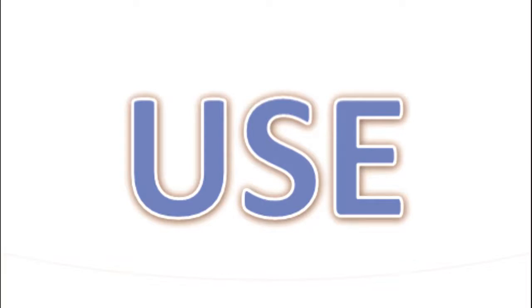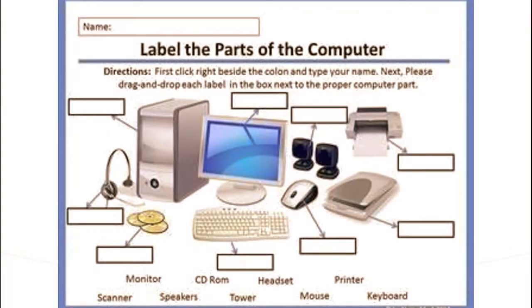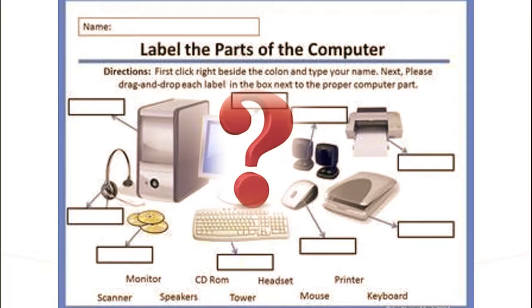So let's say, for example, at the knowledge level, your teacher would ask you to label or identify the names of the parts of a computer. And then in the next one, he or she would ask you to explain the uses of these different components of a computer. So those first two questions would only test your knowledge and comprehension.